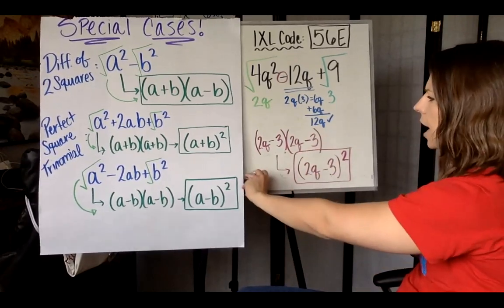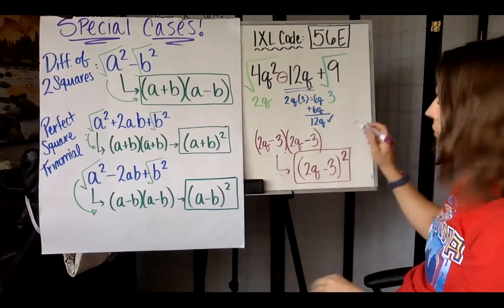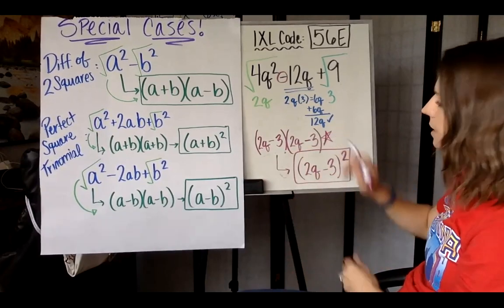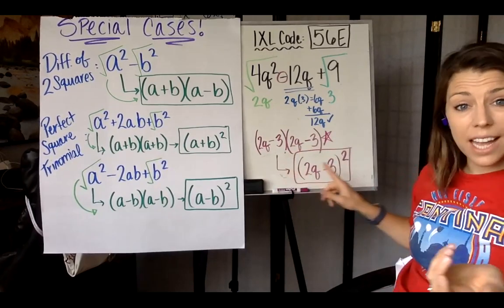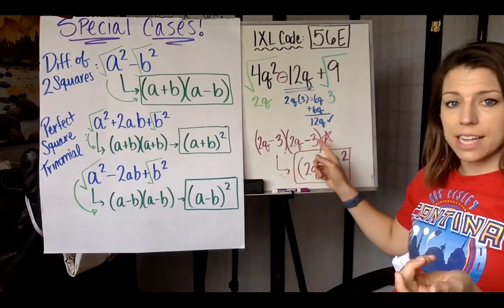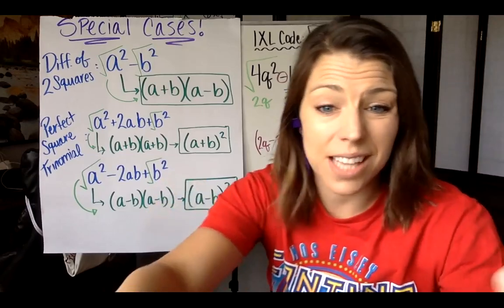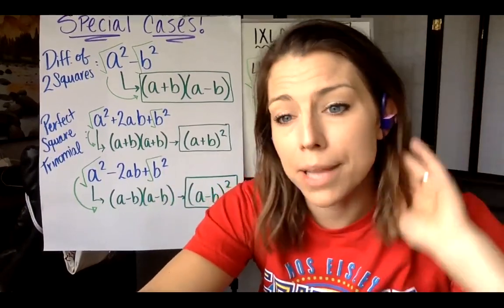Now I'm going to try something on IXL. I'm going to see if IXL accepts this answer, this 2q minus 3 times 2q minus 3. Because if it does, then you don't actually have to do this last step. You could leave it like this. So I don't actually know what's going to happen here. Let's find out.